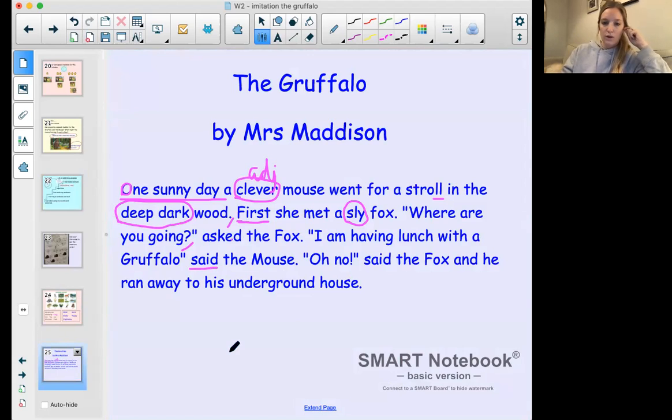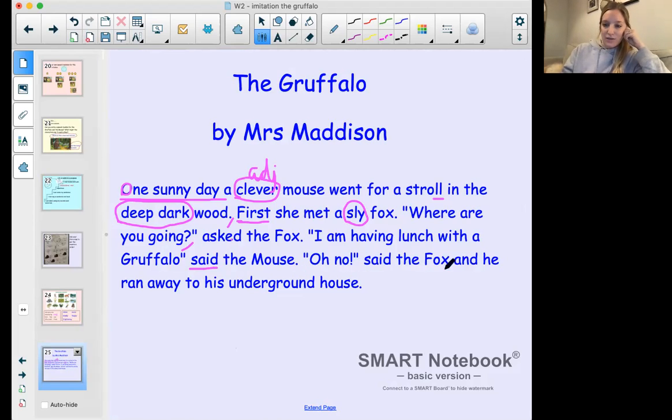Pause the video or shout it out at the screen. Why have I used a capital letter on fox and mouse? It's not the start of my sentence. But that's right, they are the names of the characters. And if it's a name, it needs a capital letter. So well done for catching me on that.